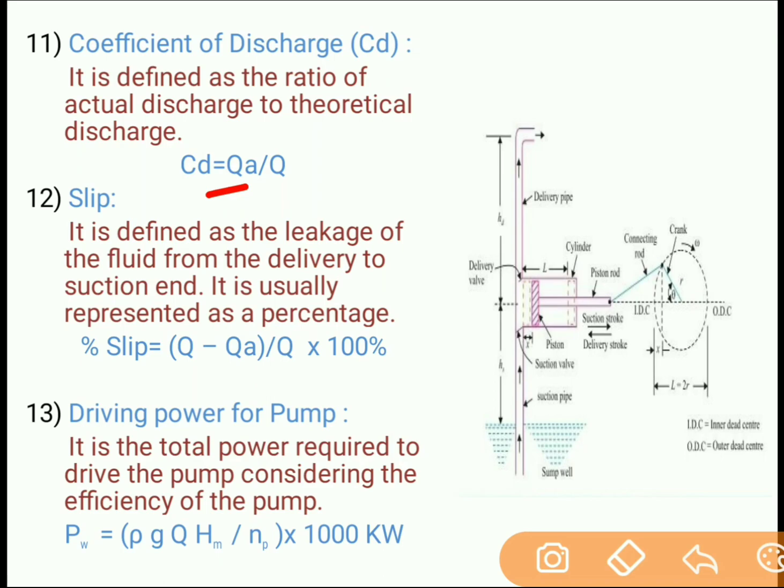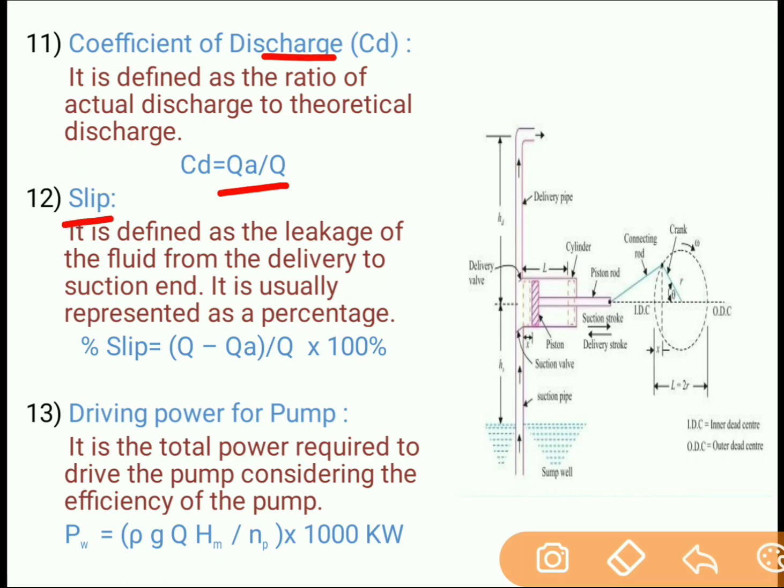But in actual practice, actual discharge will be less as compared to the theoretical discharge. So neglecting the losses or leakages from the pump, if we measure the discharge, then it is considered as theoretical discharge, and if we consider the leakages inside the pump, then the discharge is considered as actual discharge. So if we take the ratio of actual discharge to the theoretical discharge, we will get the coefficient of discharge.